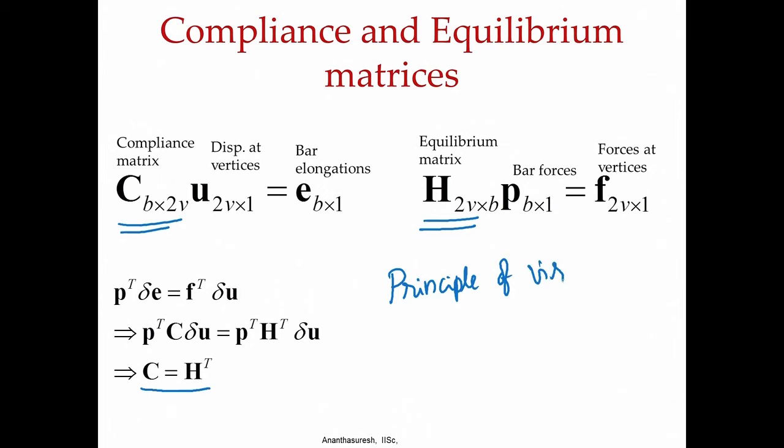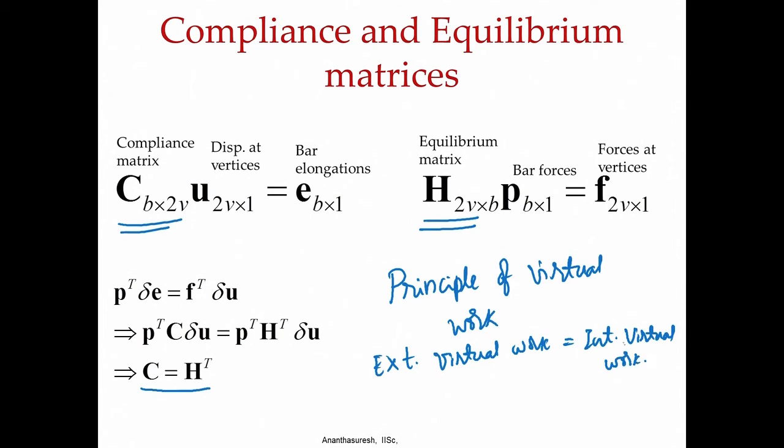If you recall, the principle of virtual work states that external virtual work is equal to internal virtual work. And here we have that external virtual work is equal to internal virtual work. This is external virtual work, this is internal virtual work. What does it mean? We imagine virtual displacements delta u, the truss is there, we just imagine, they are not real displacements, they are virtual displacements. Then what is the work done by external forces?